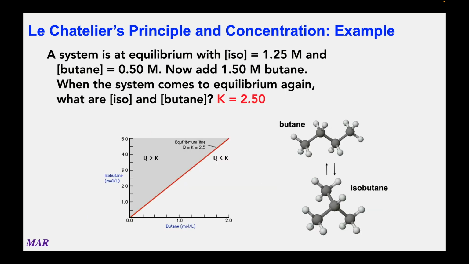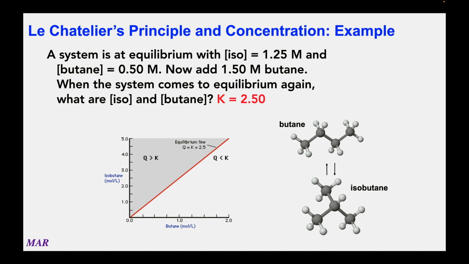So let's look at a more practical example here. We've got a system at equilibrium. It's between the butane and isobutane we looked at earlier. And remember, for this reaction, because isobutane is the product and butane is the reactant, you need to have isobutane over butane equal 2.50. And initially, that's what we have. Initially, we have isobutane at 1.25 molar and butane at 0.50. So 1.25 divided by 0.50 equals 2.50. We're at equilibrium. However, we're going to spike our system with 1.50 molar butane.